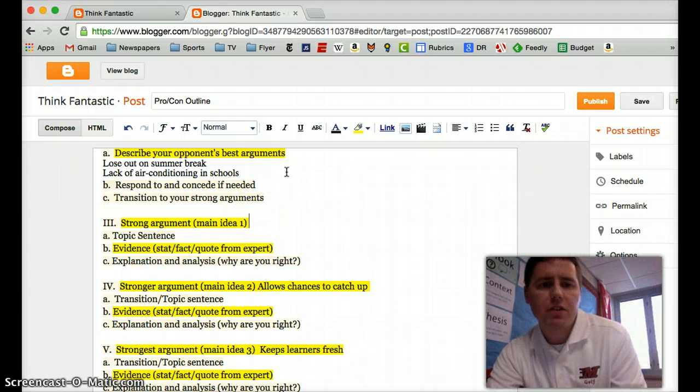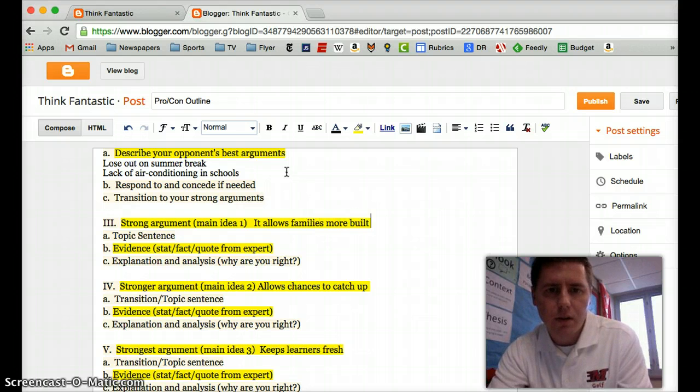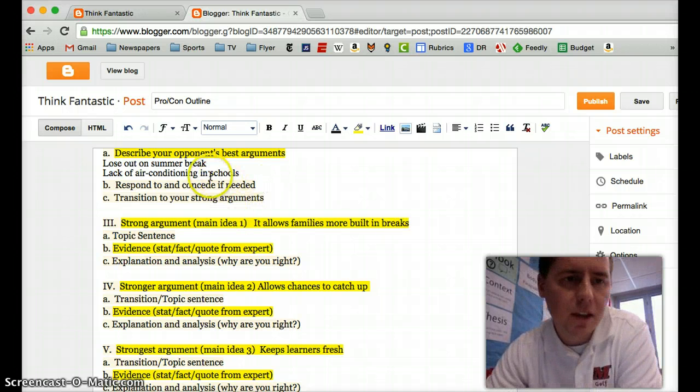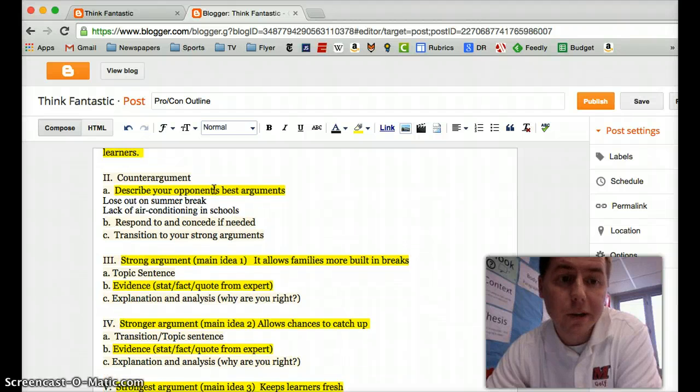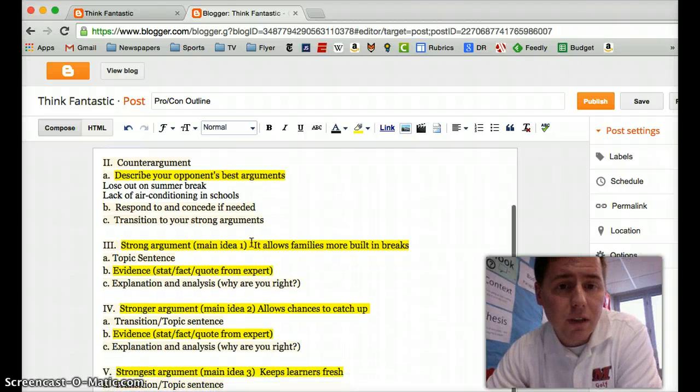Then my third strongest argument would be that it allows families more built-in breaks. And that might tie in nicely with what I'm saying there in my counter argument. We may not have the long summer break, but we have a lot of 3-week breaks throughout the year.